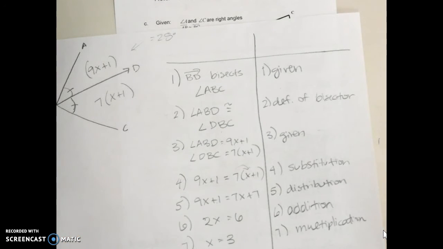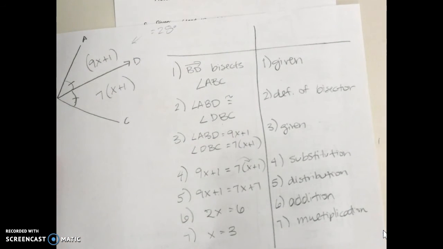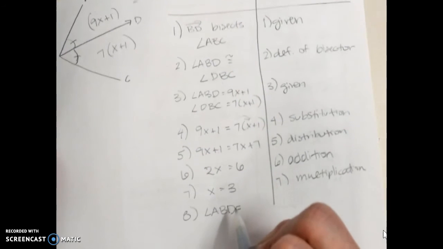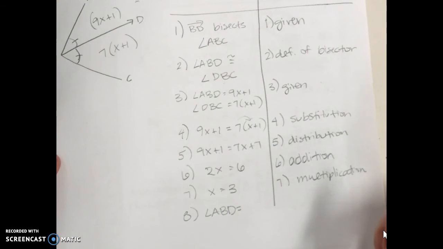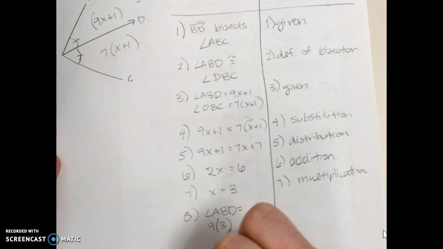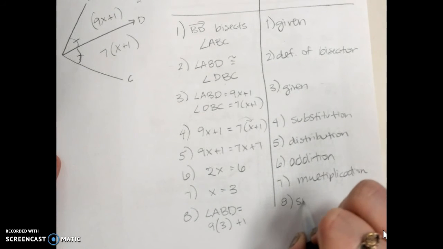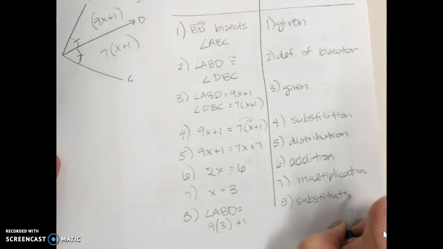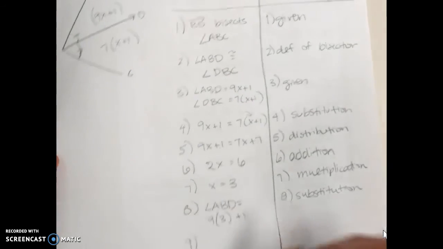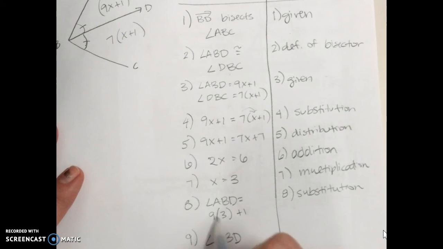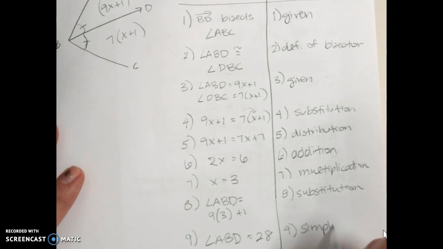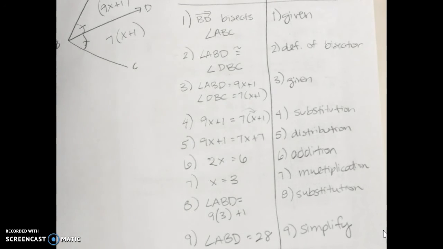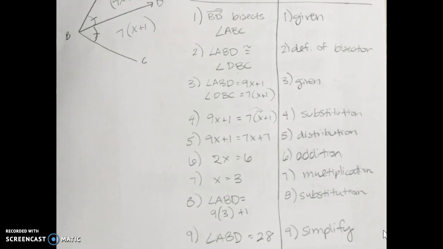And remember, I'm trying to prove what ABD equals. So angle ABD equals, that was the 9x plus 1 part. So 9 times 3 plus 1. So that's substitution. And then when I solve angle ABD, that's 27 plus 1 is 28. So that's simplifying. Whew. And I'm done. I know, it's a lot. Get over it. Love you.